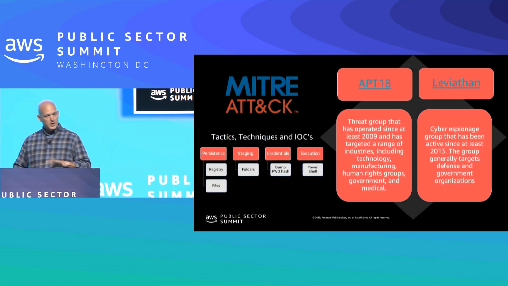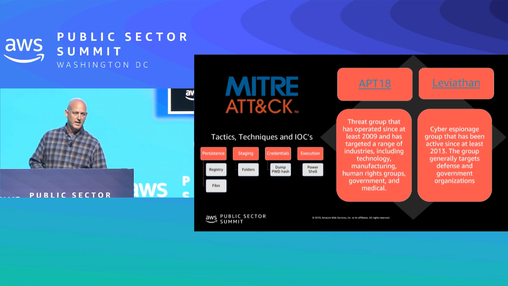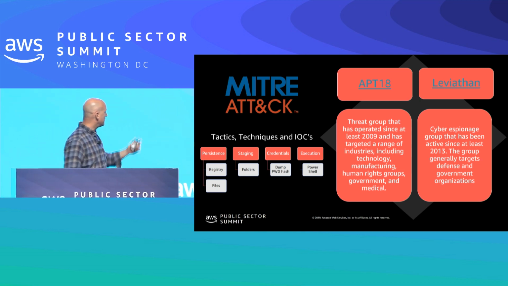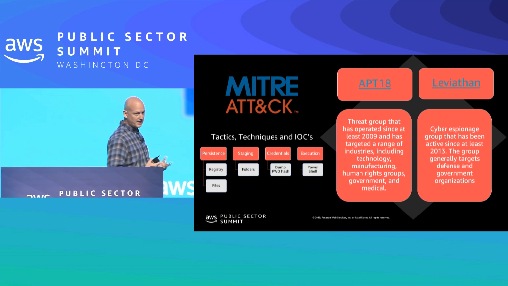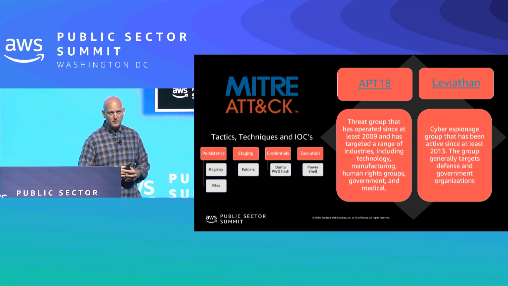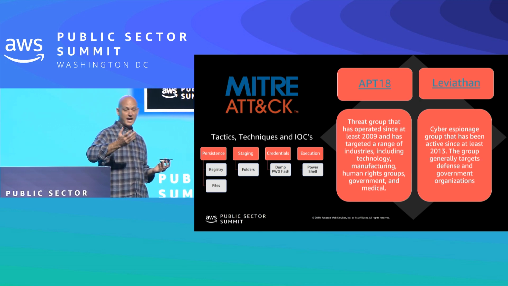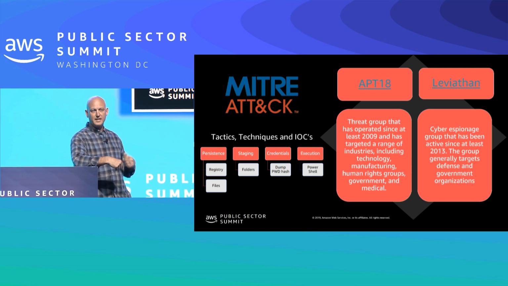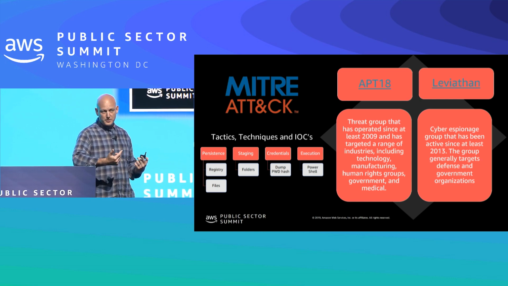So we're going to go through 2 scenarios, and we're going to run the architecture through these 2 scenarios. The first scenario is going to be APT18. The second scenario is going to be Leviathan. These are 2 known threat actors in the world, and they've had some attacks as late as 2018. Last year there were some attacks that people attributed to them.